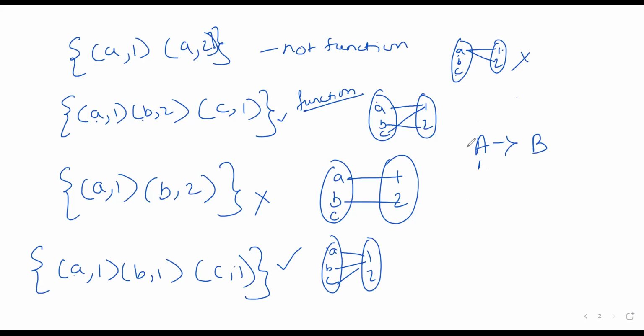सेकेंड केस, every A should have only one element in B, not more than one element in B. That is, one to many is not allowed in functions. Many to one हो सकता है, लेकिन one to many नहीं हो सकता. So this is in short what the function is all about.